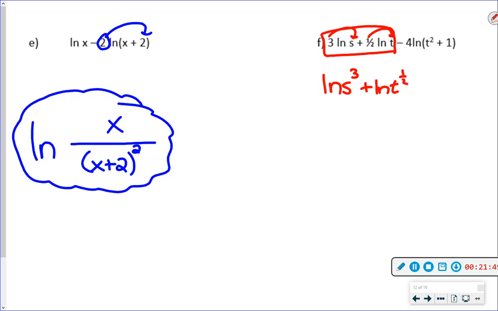And some of you might skip that and go right to, hey, I've got addition, I'm going to make it product. I just didn't put the times sign in there, you know it's product. I haven't forgotten. I still have my minus 4 ln, still have it. So I'm just working left to right. Combine the first 2 together, and then go to the third one.